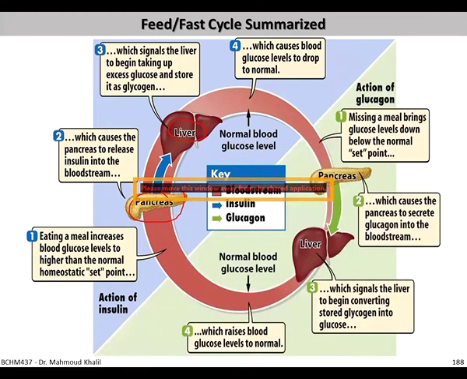The other part of the cycle, the action of glucagon, starts when you miss a meal or you have a glucose level that is below normal and below the set point. This will trigger the pancreas to release glucagon into the bloodstream, which has the counter action against insulin and signals the liver to begin converting the stored glycogen into glucose to raise the blood sugar level back to normal. So this is the fast cycle, to summarize the action of insulin and glucagon on the blood sugar level.